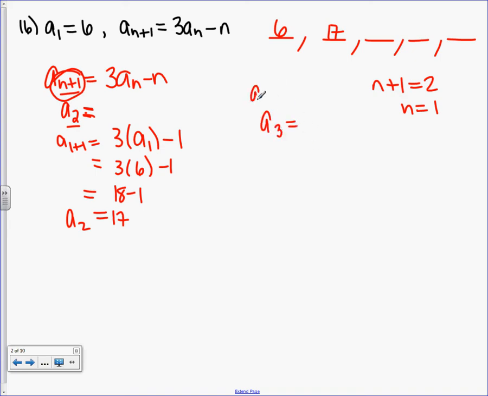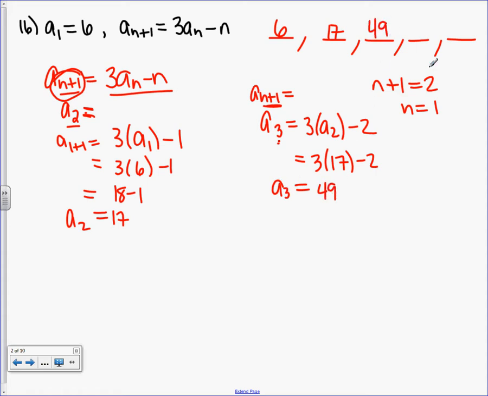So again, if it's a sub n plus 1, what does n have to be for that to be a 3? 2. So I'm going to do this again. 3 times a sub 2 minus 2. Do you get that? So what is a sub 2? 17. So 3 times 17 minus 2 is 49. Our third term is 49.